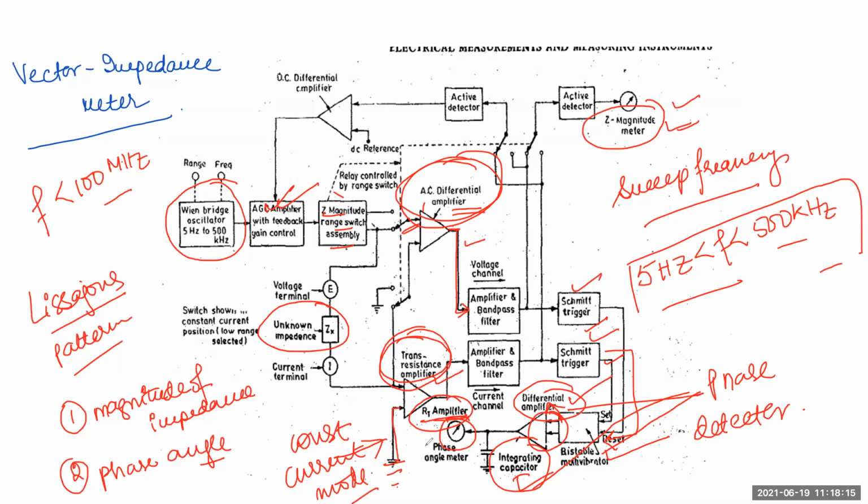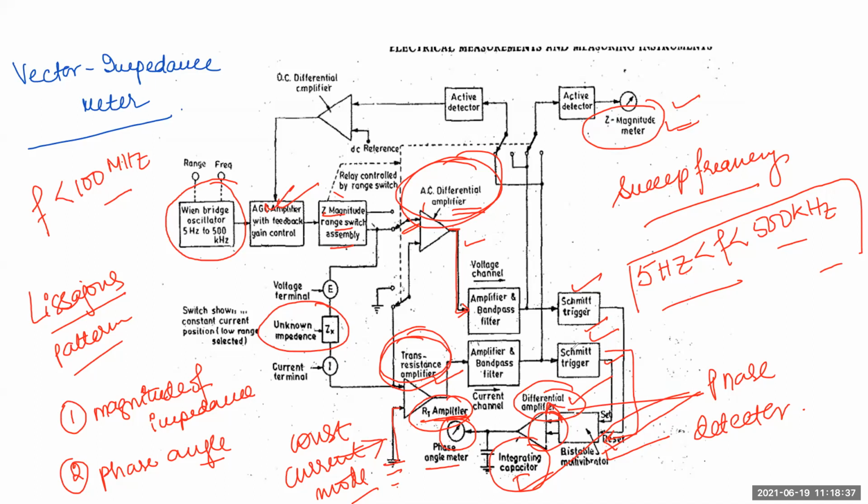See, here a phase angle meter is connected. So this phase angle meter indicates the phase difference between the voltage and the current waveforms in degrees or anything. So it's a bit complicated meter, the vector impedance meter. Through this vector impedance meter, we measure the magnitude of impedance and the phase angle.